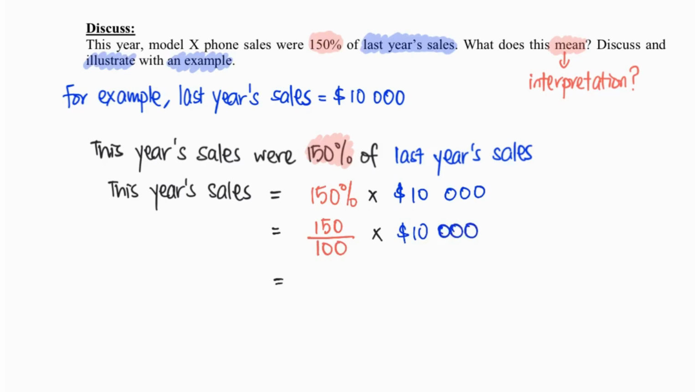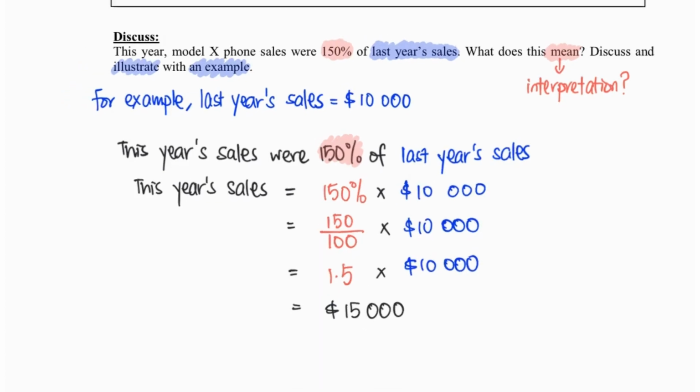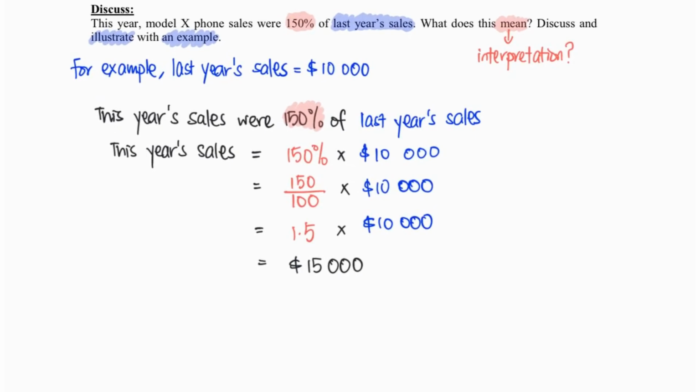And this one is actually 1.5 of $10,000. And eventually we arrive at $15,000. So it is at this point I would want to highlight this particular interpretation here, 1.5 of $10,000. So this one does offer us an interpretation.